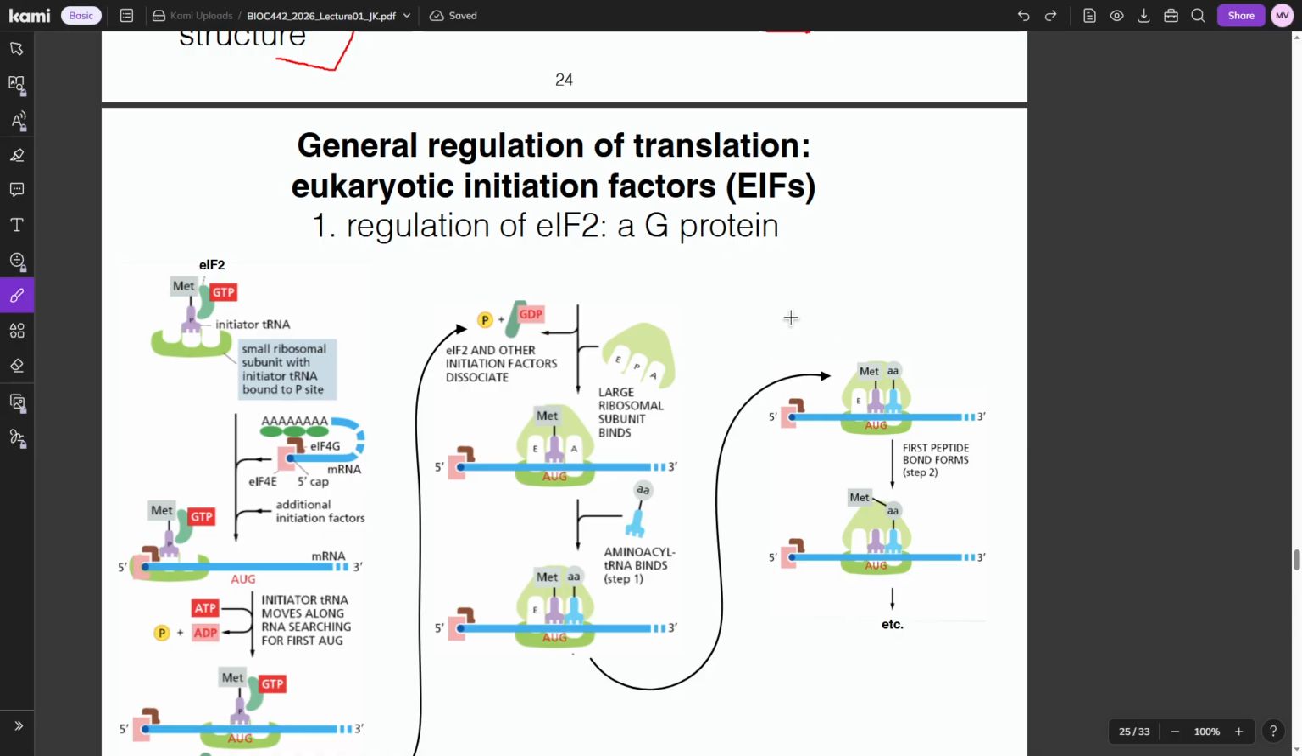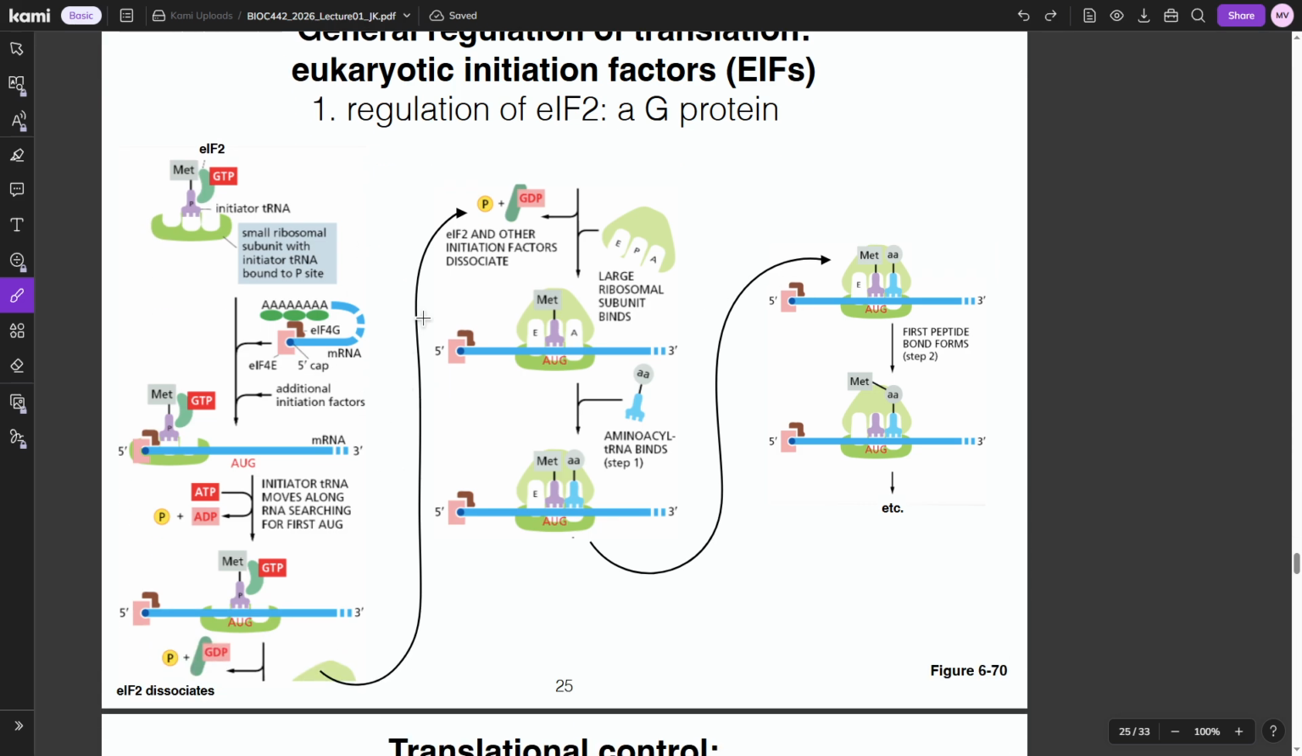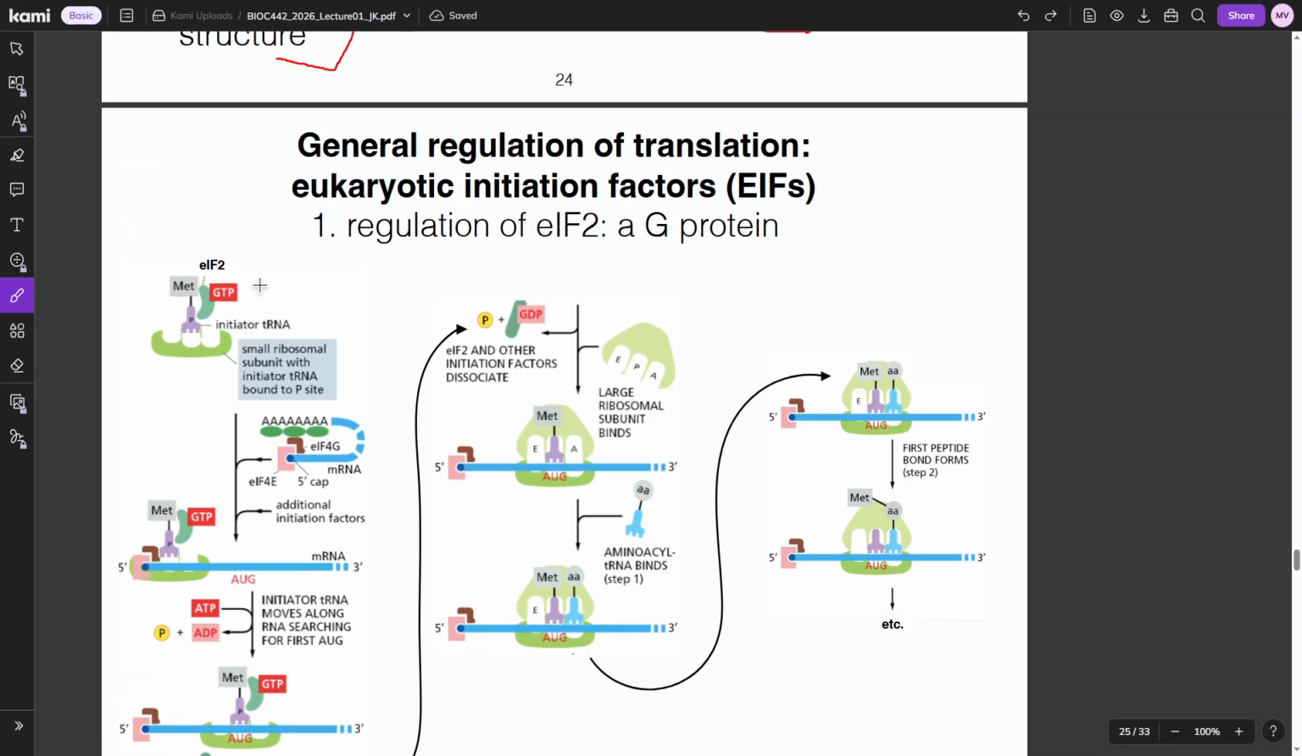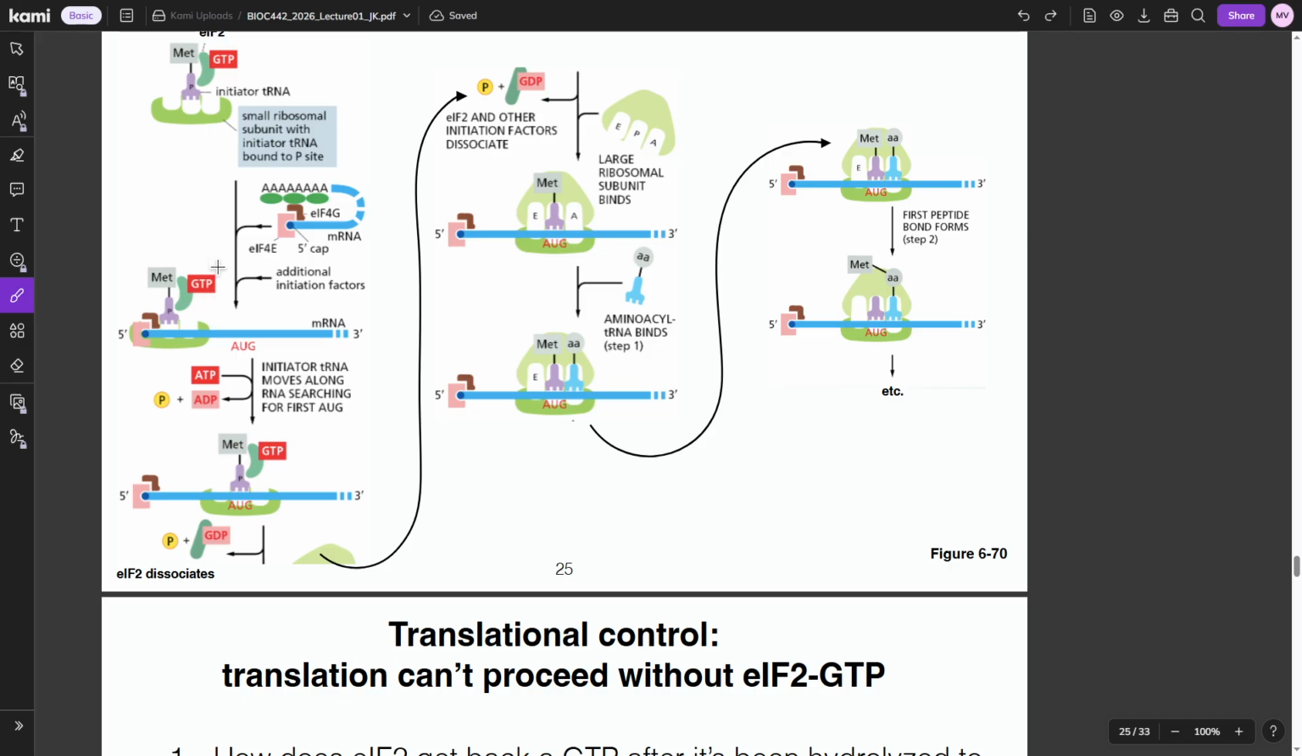General regulation of translation is controlled by initiation factors at the eukaryotic level. Here you've got your EIF2, and we're going to be talking about this a lot, but essentially what happens is what's shown in this image. This EIF2 binds to this massive complex that has the mRNA, and once that's bound, it scans along the mRNA until it finds this AUG.